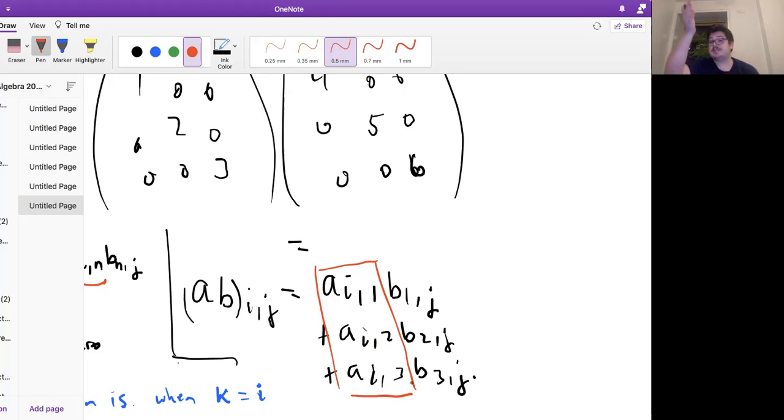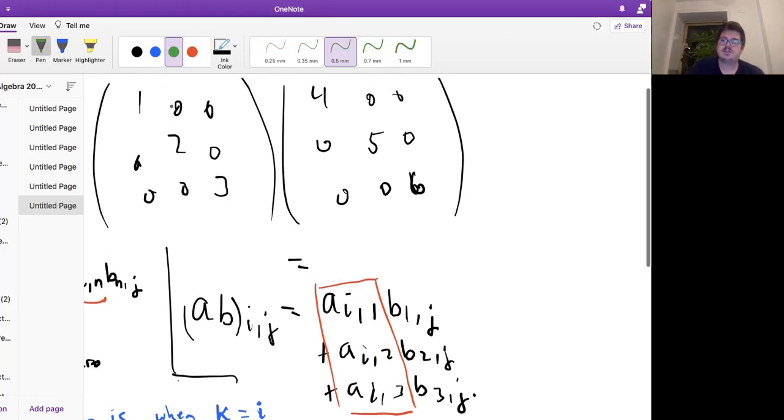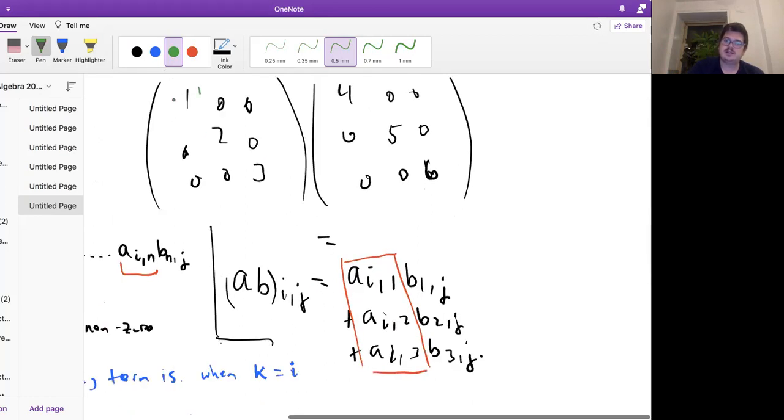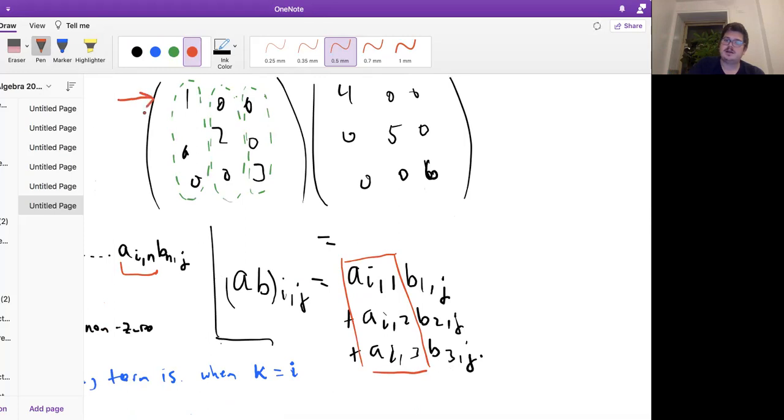Is whatever terms in the diagonal. So think about A_i1. A_i1 is anything in the first column, right? A_i2 is anything in the second column. And A_i3 is something in the third column. So for i equals 1, I'm looking at the first row. For i equals 2, I'm looking at the second row. For i equals 3, I'm looking at the third row.